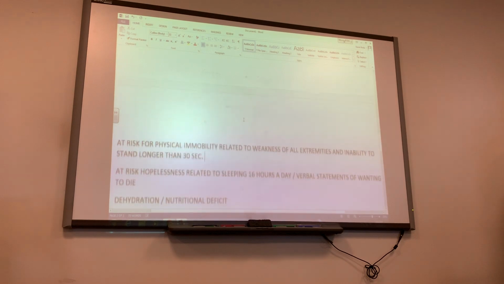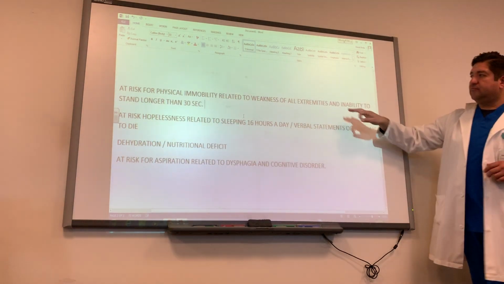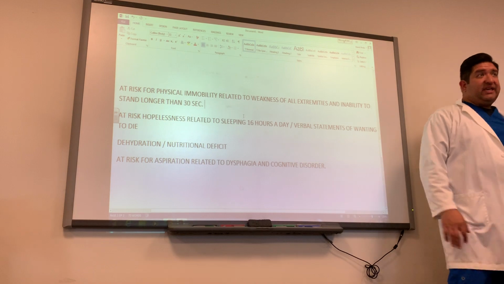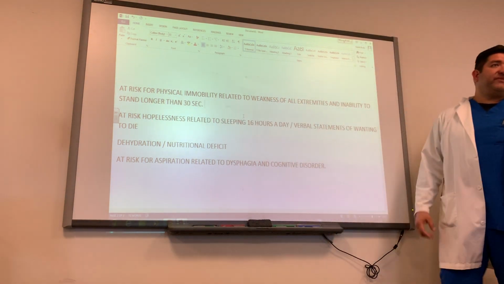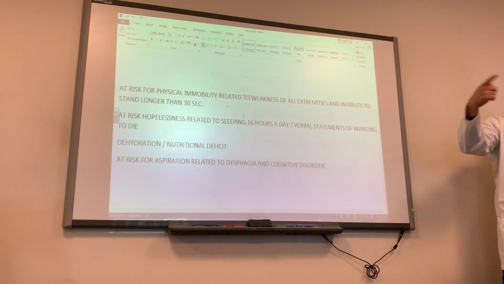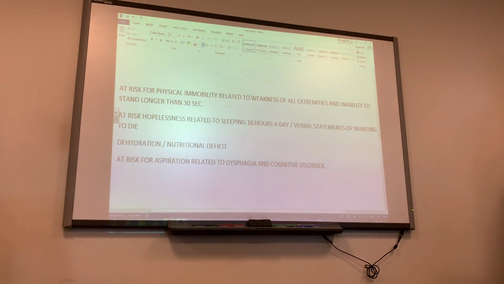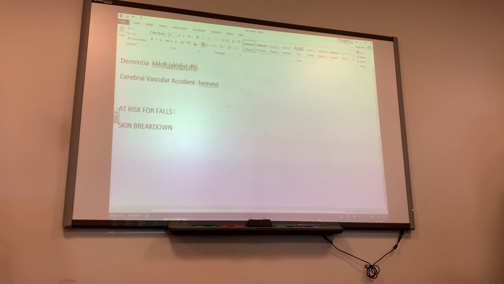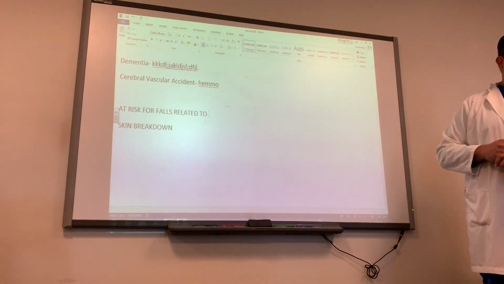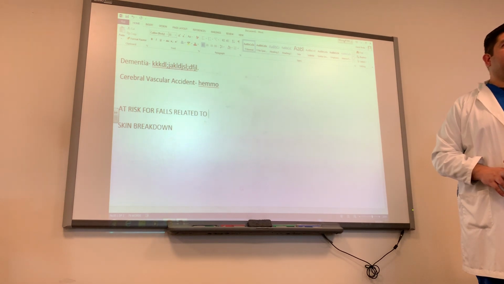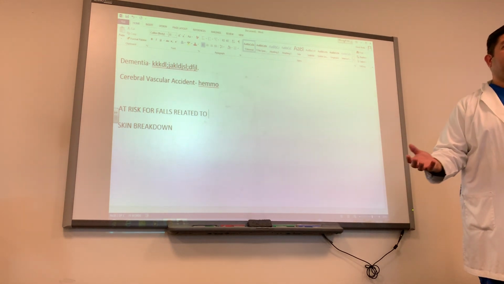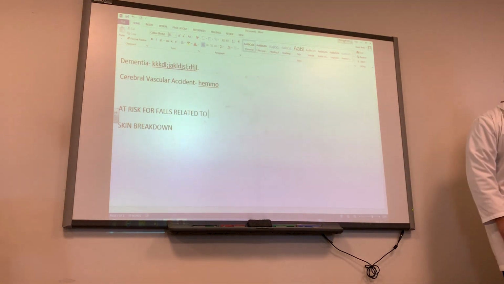Did you see what I just kind of did? It's right here. The related to is actually evidence. It's what I see. It's what I assess. Okay, let's do another one. At risk for falls related to, what's the risk? I mean, why would they be falling? Generalized weakness, muscle atrophy, confusion. What is it? It can be all of those. Okay, so that we can pick one.